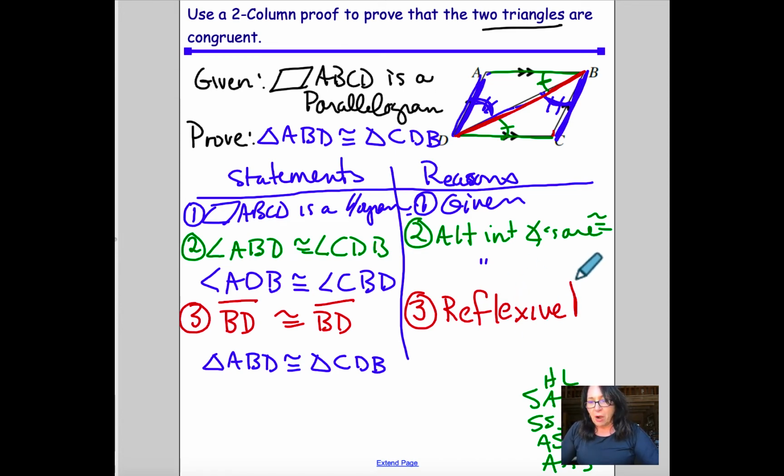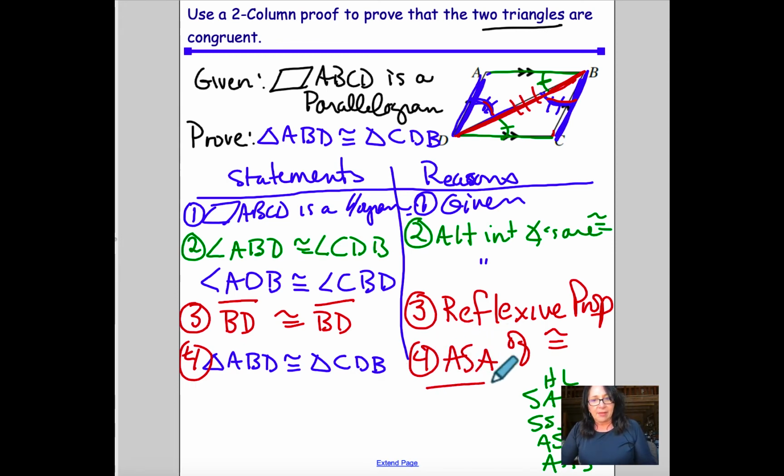Reflexive property of congruence. All right, so now we know that this angle is congruent to this angle here. That blue angle is congruent to this blue angle. And we have the side in between the two angles congruent. So the reason why triangle ABD is congruent to triangle CDB is going to be by angle, side, angle. And then we're done.